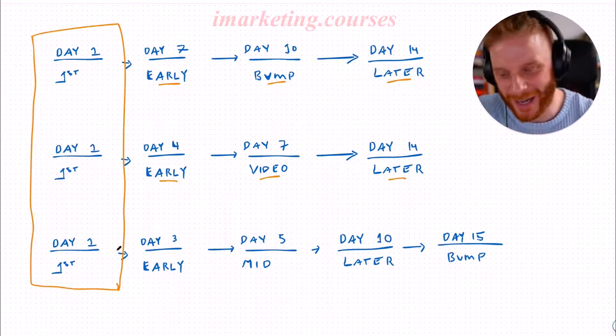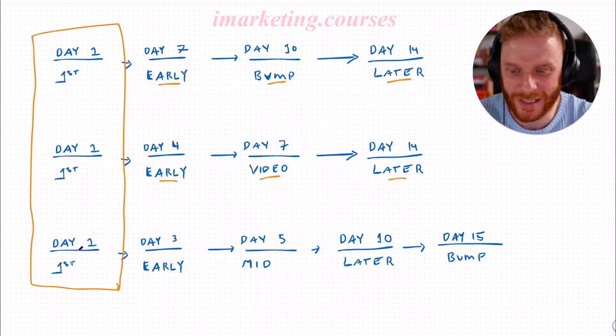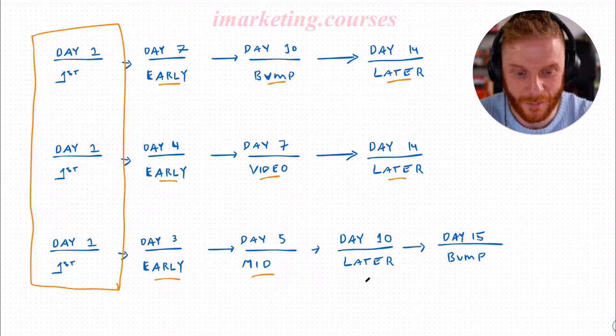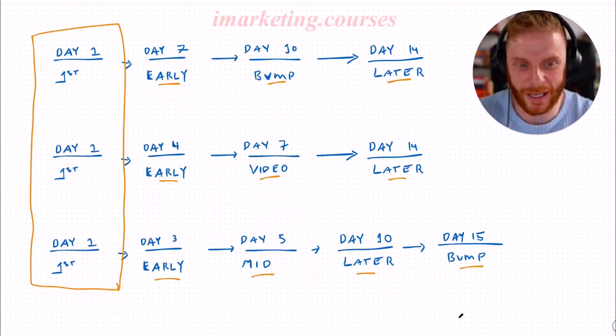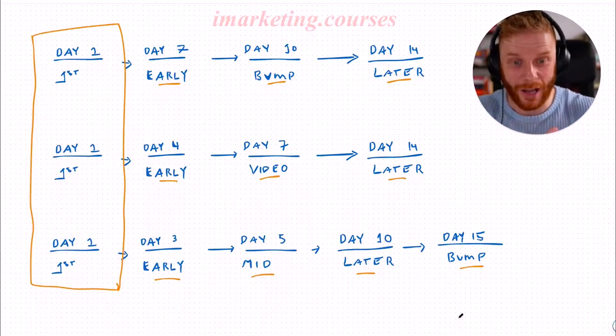Okay, one last example here, but I think you're getting it. So in this scenario, someone sends a day 1 email. 3 days later, they send an early email using, again, the templates. 2 days after that, they're going to send one of the middle email templates. Then 5 days later, so 10 days in, they're sending a later one. And then this one, they're finally sending a bump email to just see if they can get a response at the end.